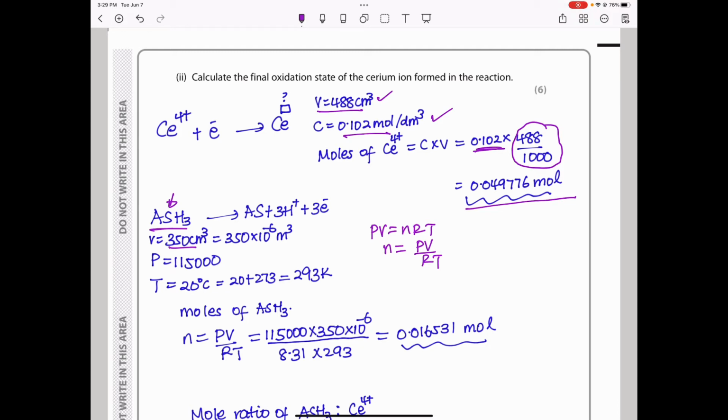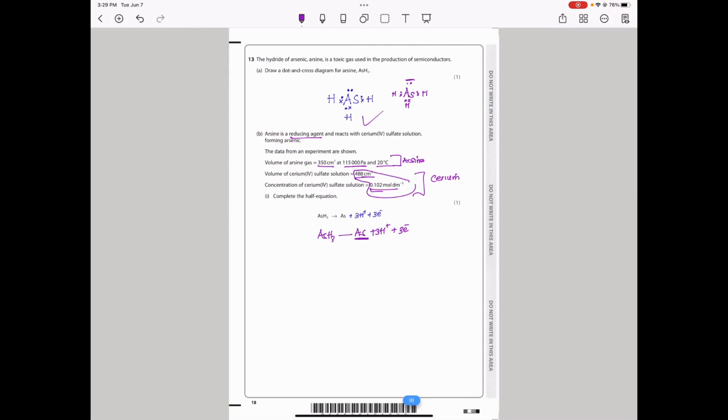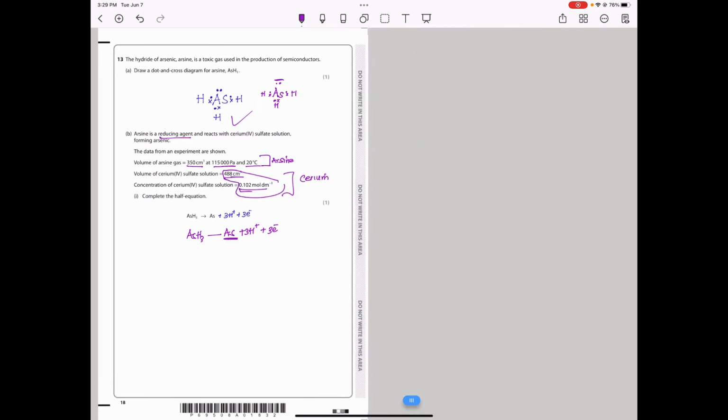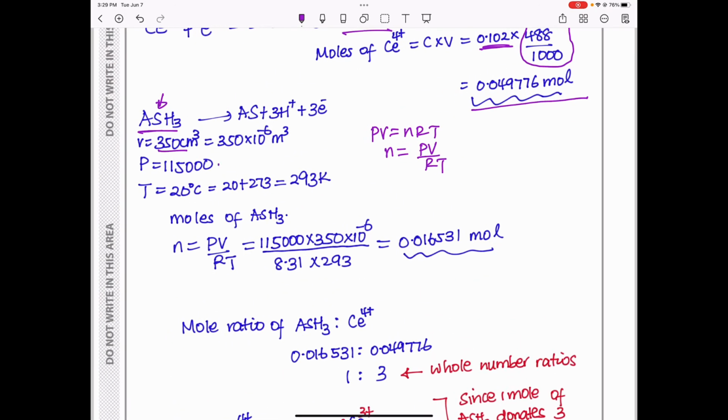However, we need to find the pressure. The units have to be appropriate. Pressure was given in pascals, so that's okay. The volume has to be in meters cubed, so you have to divide by 10 power 6. That is okay. Then the temperature has to be converted to Kelvin, which is 20 plus 273. We get that, that's correct.